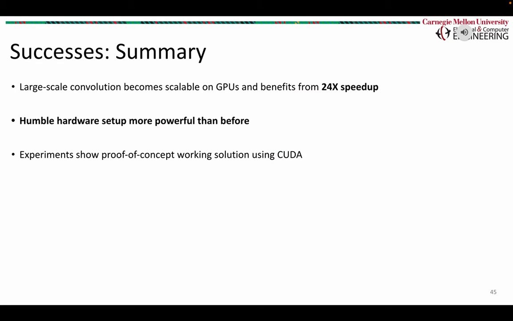So to summarize, our algorithm enables large-scale convolutions on GPUs, and the MASSIVE simulation can benefit from up to a 24 times speedup. The humble hardware setup is more powerful than before because a single node with a GPU can perform large-scale convolutions. Our experiments show a working solution using CUDA, but the work can now be taken further using multi-GPU implementations to solve even bigger grids.